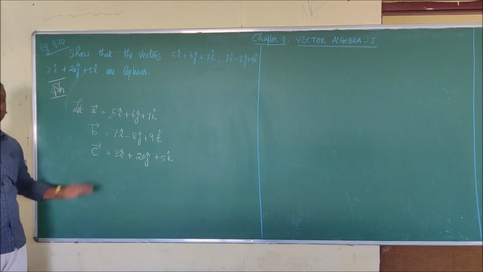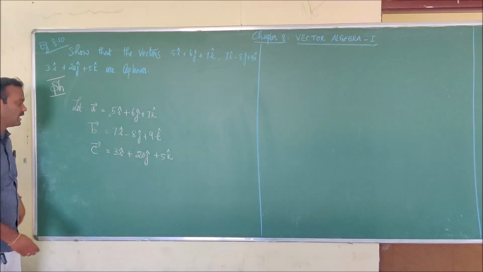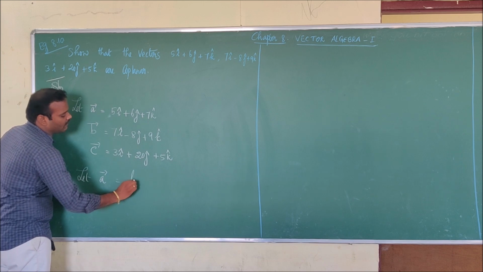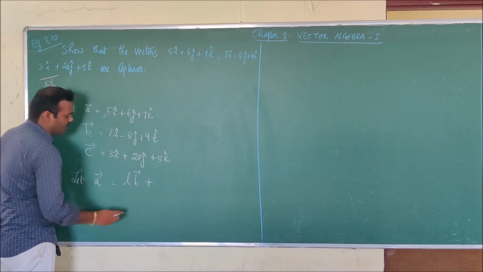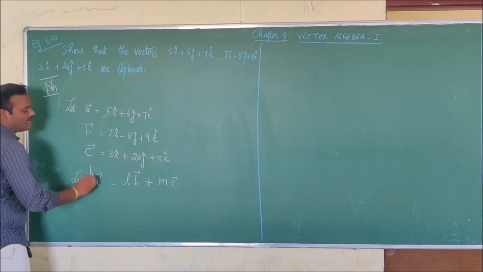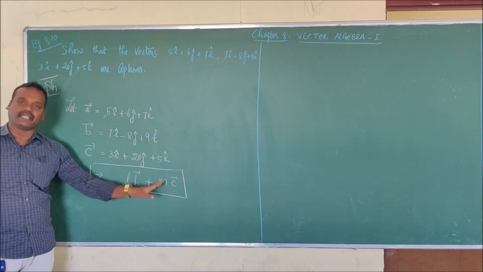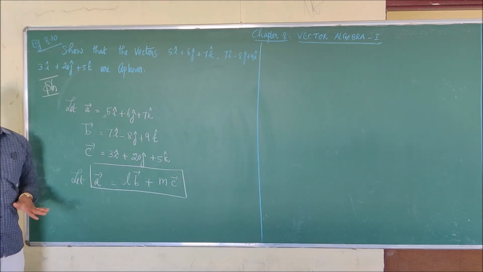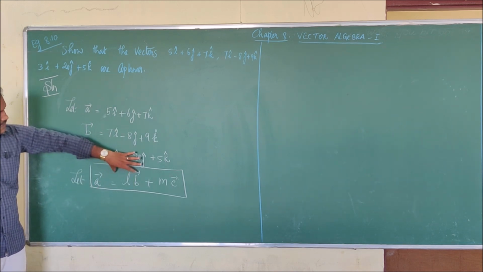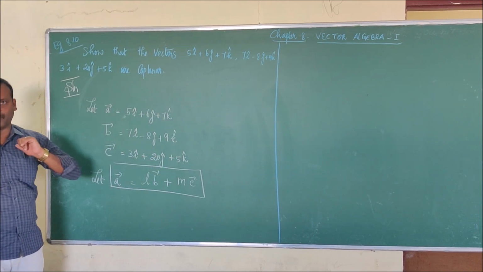Now we are going to write any one of the vectors as a linear combination of the other two vectors. So let A vector be equal to L into B vector plus M into C vector, where L and M are scalars. Next, you have to substitute the vectors and check whether the linear combination is correct or not. That is the procedure.